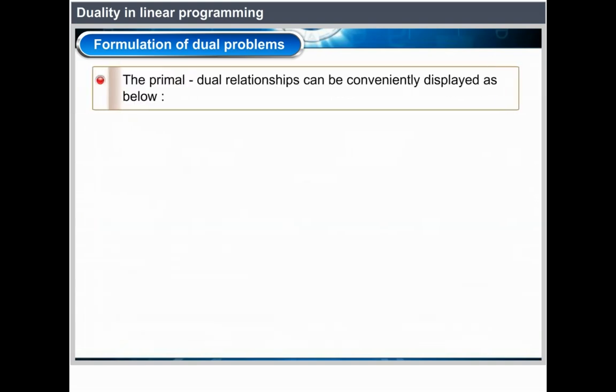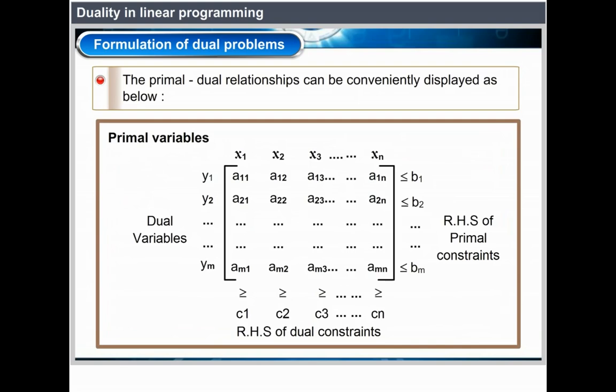The primal dual relationships can be conveniently displayed as below. Columns have headings x1, x2, x3, etc. xn with the heading primal variables. Our rows have headings y1, y2, etc. ym with the heading dual variables. First row A11, A12, A13, etc. A1n less than or equal to B1. Second row A21, A22, A23, etc. A2n less than or equal to B2, etc. Am1, Am2, Am3, etc. Amn less than or equal to Bm.